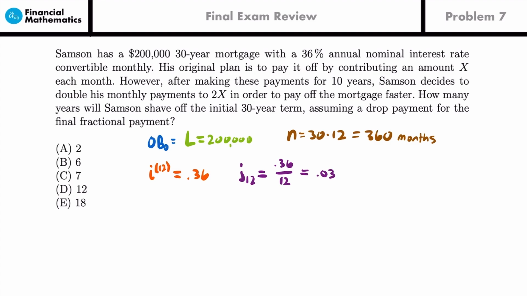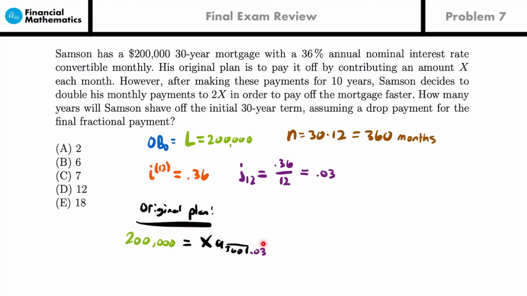Now, let's start with the initial plan, because his initial plan is to pay off that loan of $200,000 with X every month. So that would be 360 payments of X. So for the original plan, we would have $200,000 as the present value of 360 payments of X. So you would have X times a angle 360 at that monthly effective interest rate, which is 0.03.